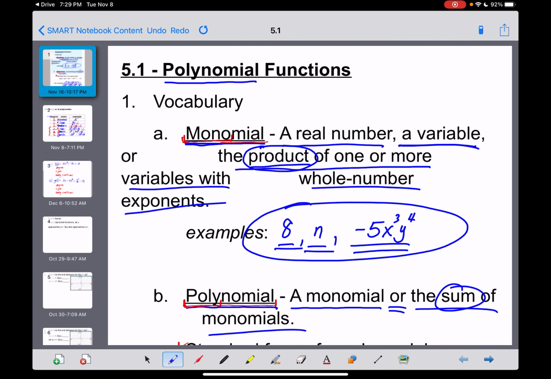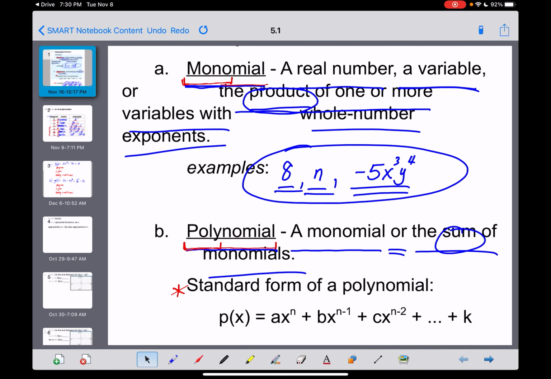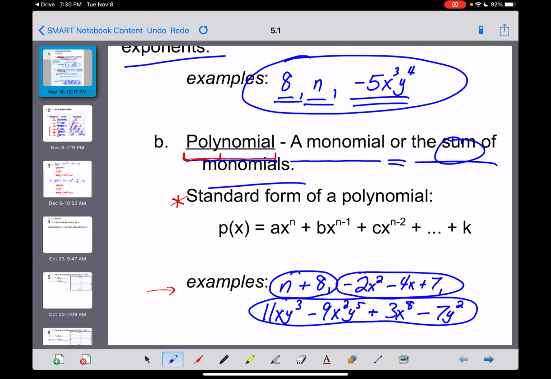I just remembered, I said I would come back to this concept right here from the first slide. If they ask you to put it in standard form, this is what it looks like, guys. P of x is equal to, okay, blah, plus blah, plus blah, plus blah. Okay, here's what I want you to realize.